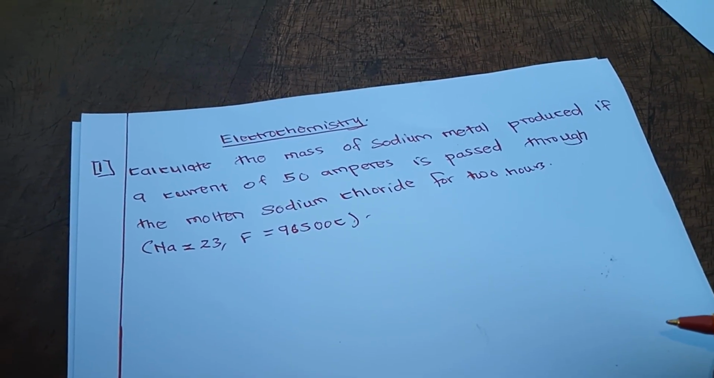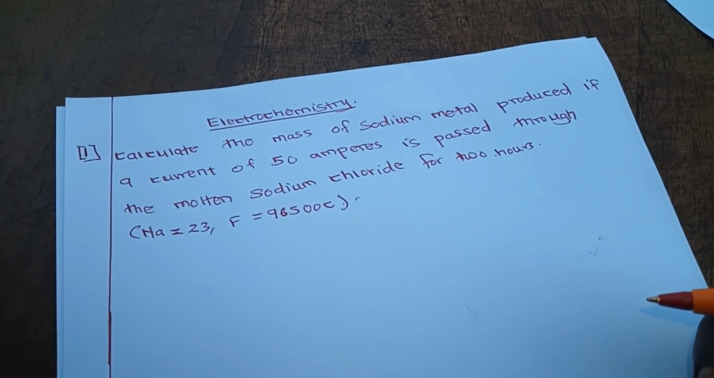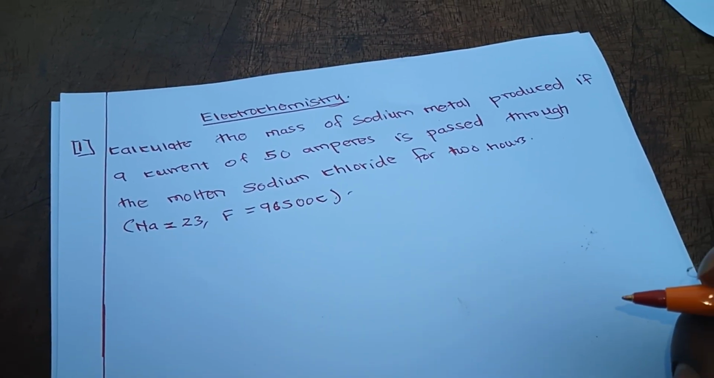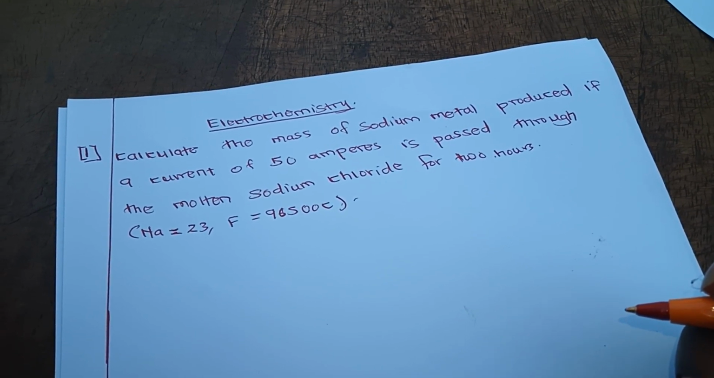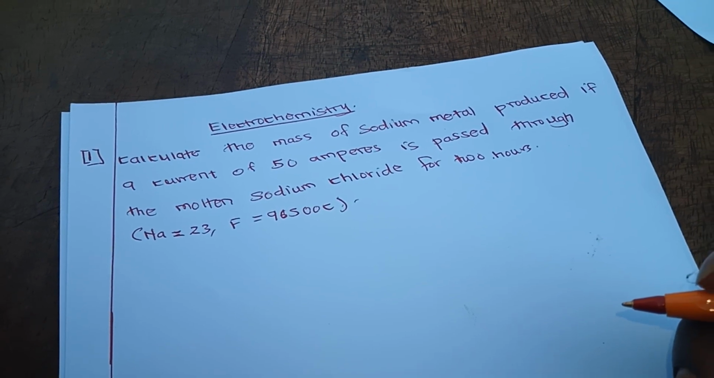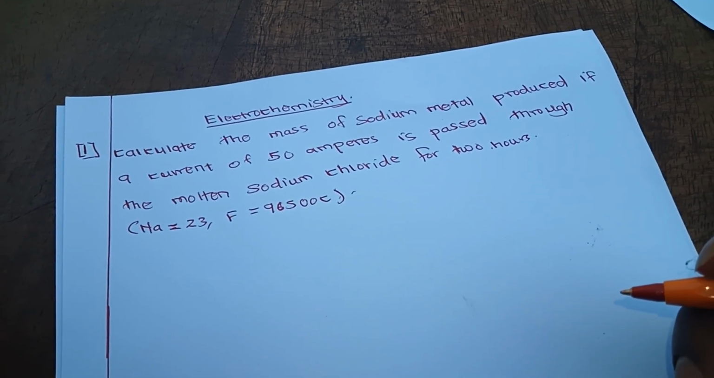I'm Mr. Constance. Today we are going to study electrochemistry. We have a question. Calculate the mass of sodium metal produced if a current of 50 amperes is passed through the molten sodium chloride for 2 hours.